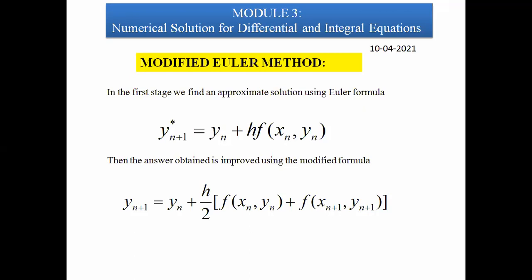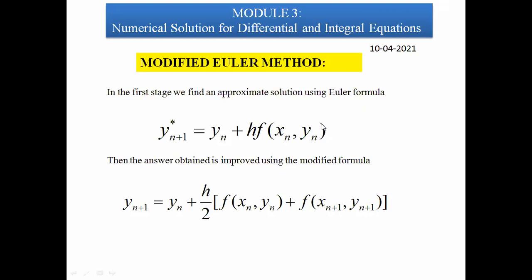So again, you improve this using another formula. It's called the modified formula. We have to remember that the modified Euler method is equivalent to the predictor-corrector method. Predictor-corrector method means first we predict the solution using one formula, and another formula is used to correct or improve it. So we are using two formulas in the modified Euler method. One is to predict and the other is to modify this.